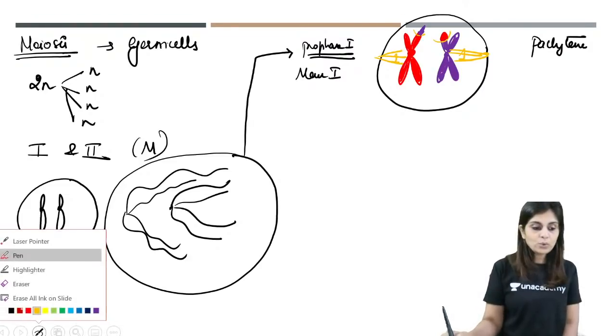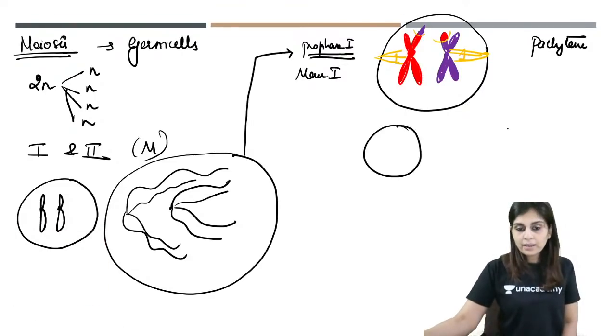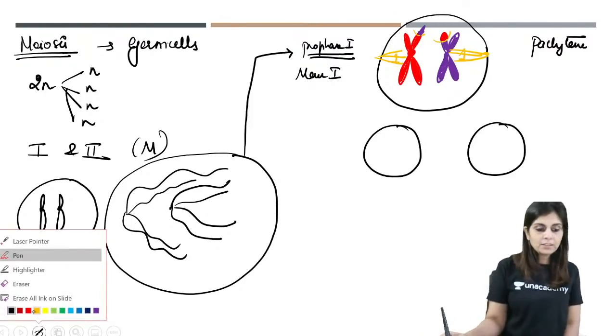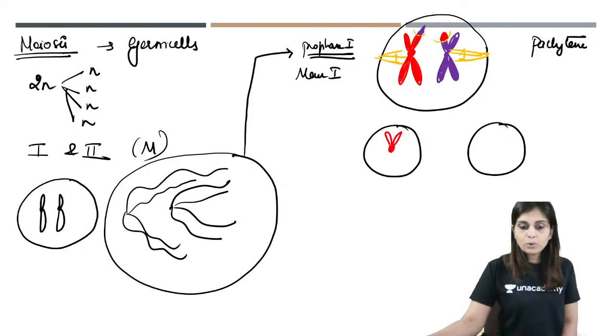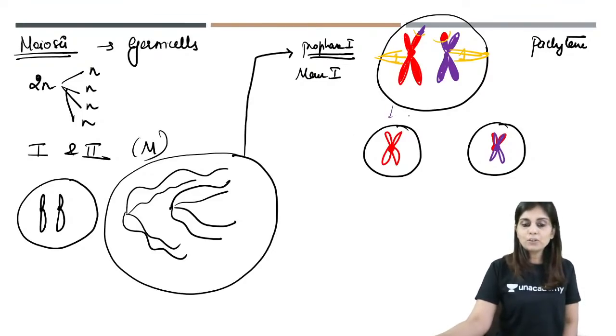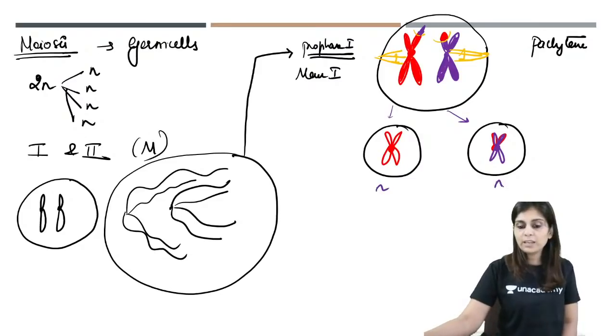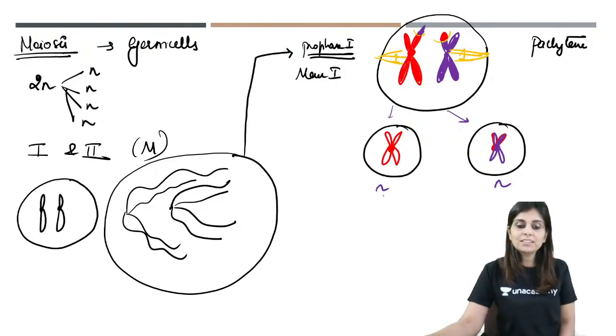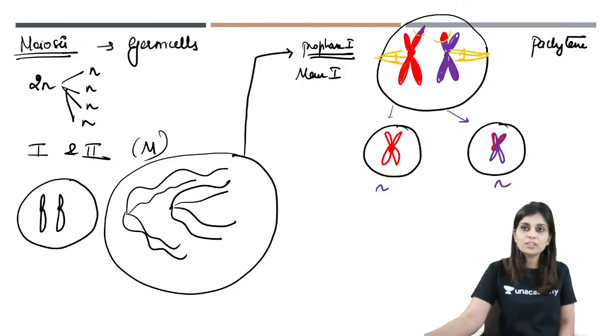In telophase, when the nuclear membrane reappears, this is how it would look. Both will now have only one copy of a pair of homologous chromosomes. To start with, they are diploid. But as a result of meiosis 1, you have formed two haploid cells, because now they have only one chromosome each. So it is a reduction division. It's a haploid gamete that is formed as a result of meiosis 1.